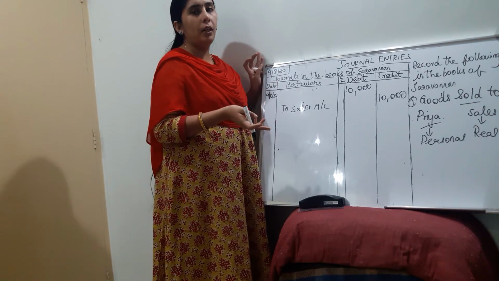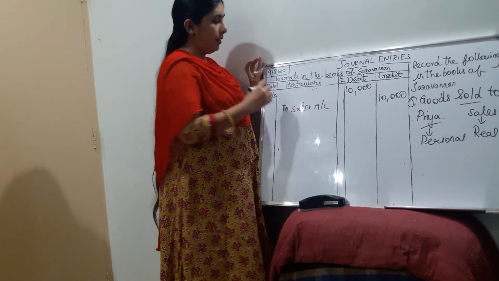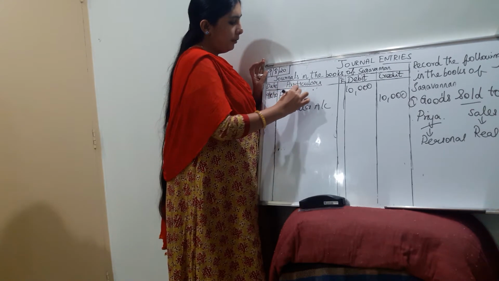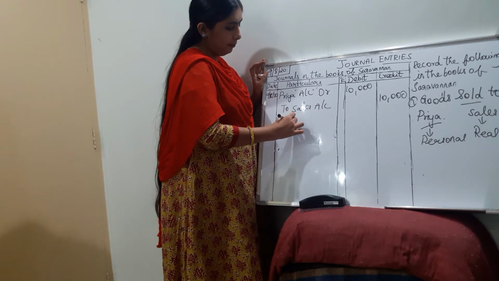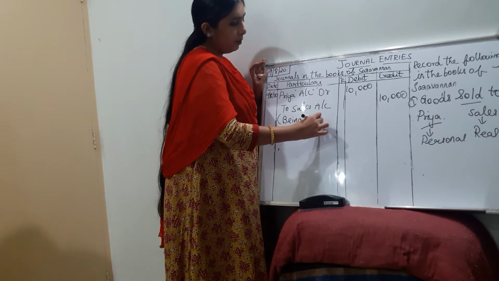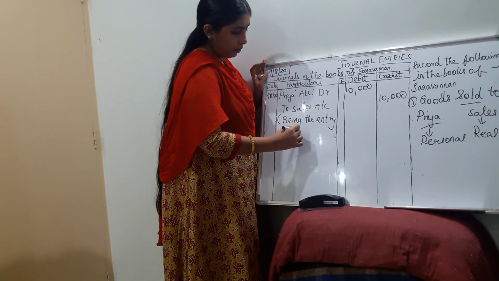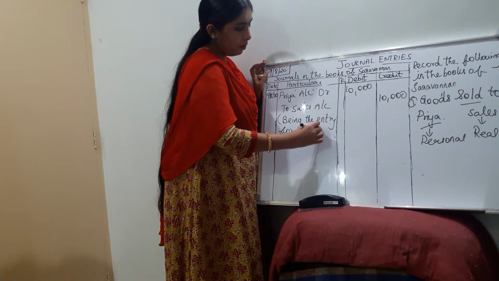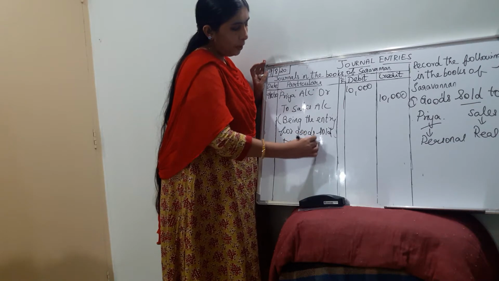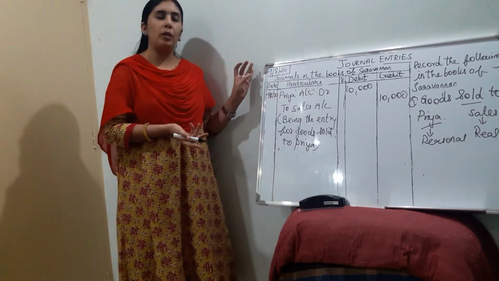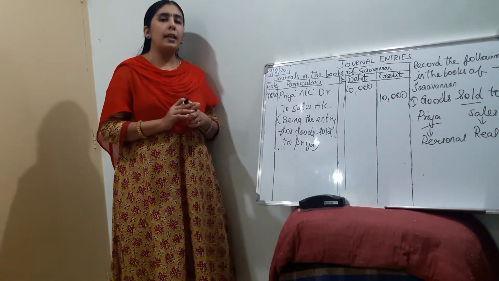Priya is a personal account. Debit the receiver, credit the giver. Who is the receiver here? Priya is the receiver here. So Priya account debit to sales account. So being the entry for goods sold to Priya. I have not mentioned the amount, so I am just taking the same amount. Again it can be 10,000, or if any amount is mentioned you can just put the same amount.